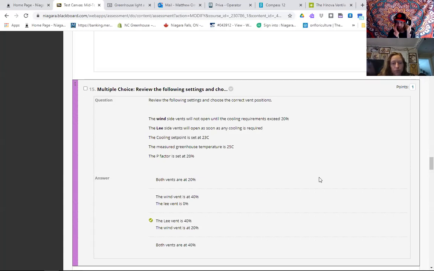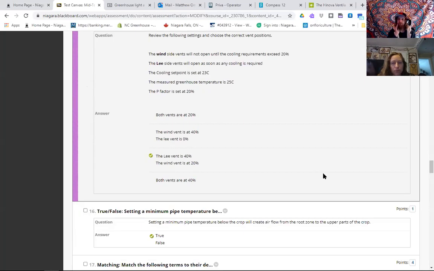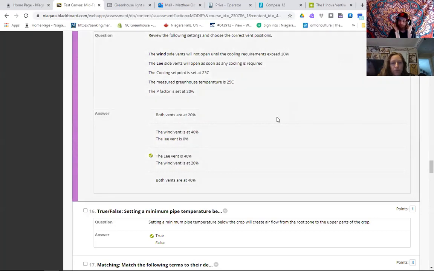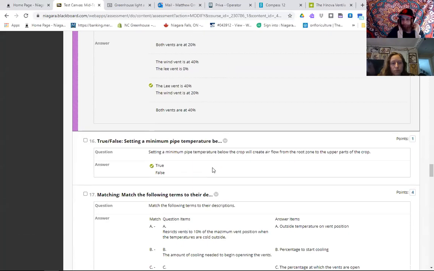That makes sense? Yeah, okay. A lot of people chose either both vents are at 40% or both at 20. But hopefully now you'd get it. Is there any other question?